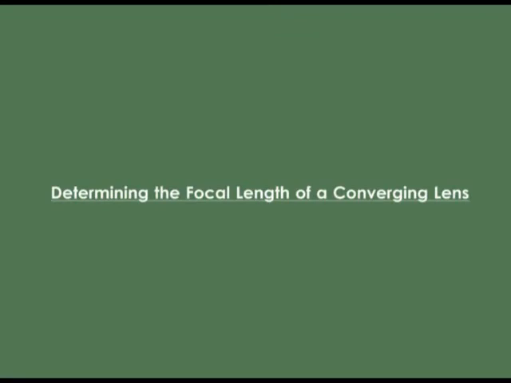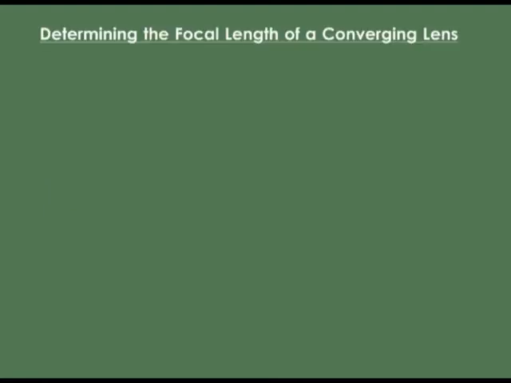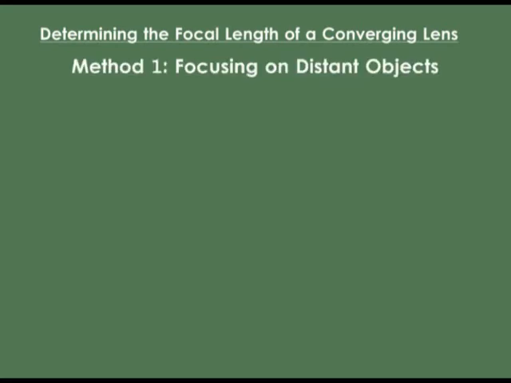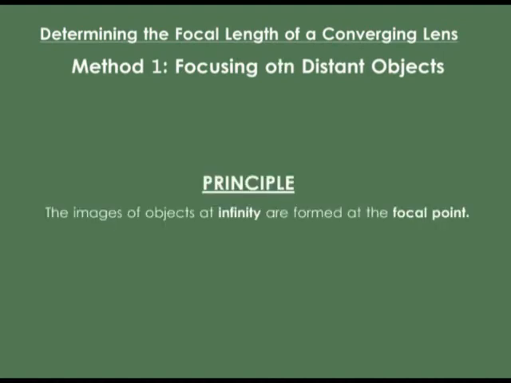Now, determination of the focal length of a converging lens. Different methods are used in the determination of the focal length of lenses. The following experiments will illustrate some of these methods. Method 1: focusing a distant object. We have seen that the image of an object at infinity is formed at the focal point. Simple.